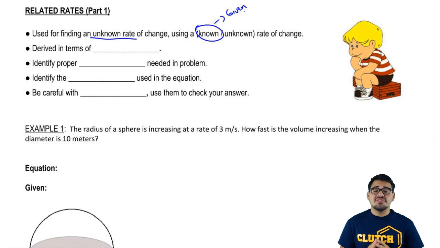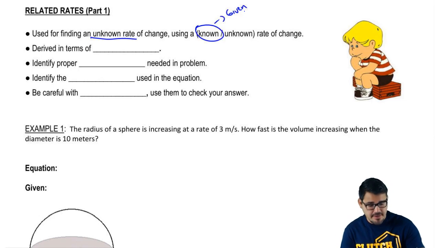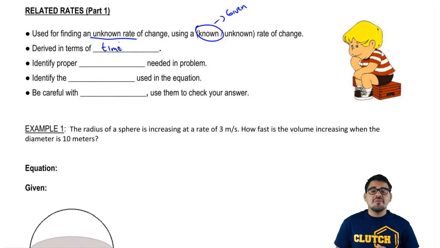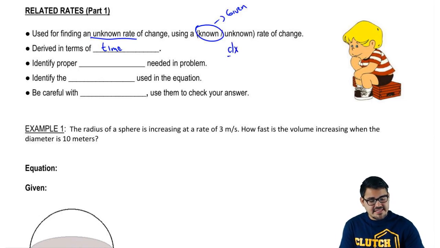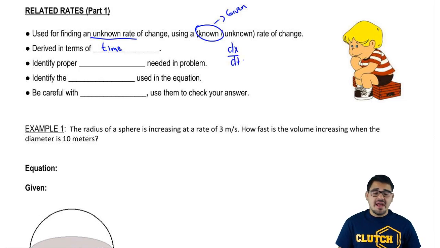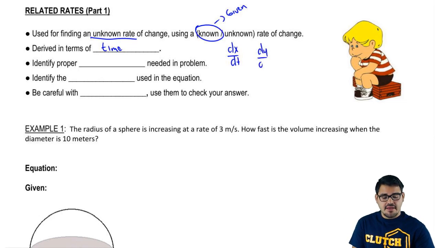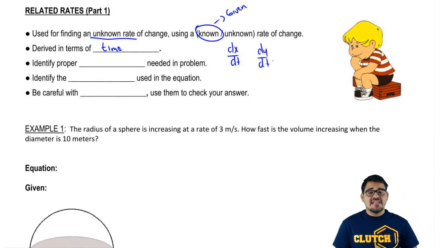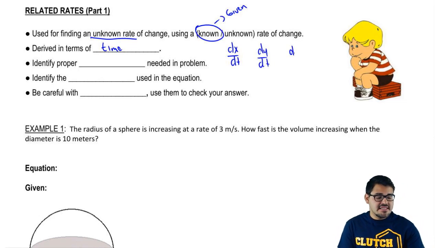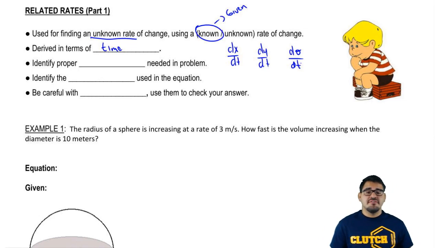Like I said, we're going to be using implicit differentiation, but we're going to be deriving in terms of time. What that means is that whenever I derive an x or a y, it's all going to be in terms of time. For example, if I derive an x, I am going to have dx/dt. If I derive a y, I'm going to have dy/dt. If I derive an angle, for example theta, I'm going to have d theta/dt. That will all make more sense when we jump to example 1, but for right now, let's just leave it at that.